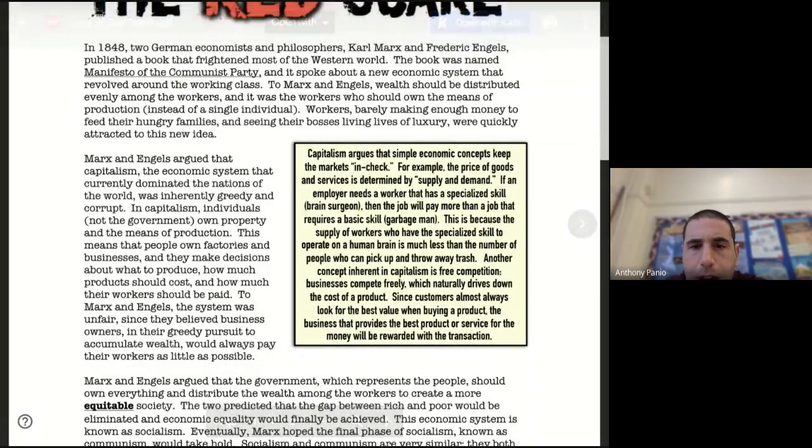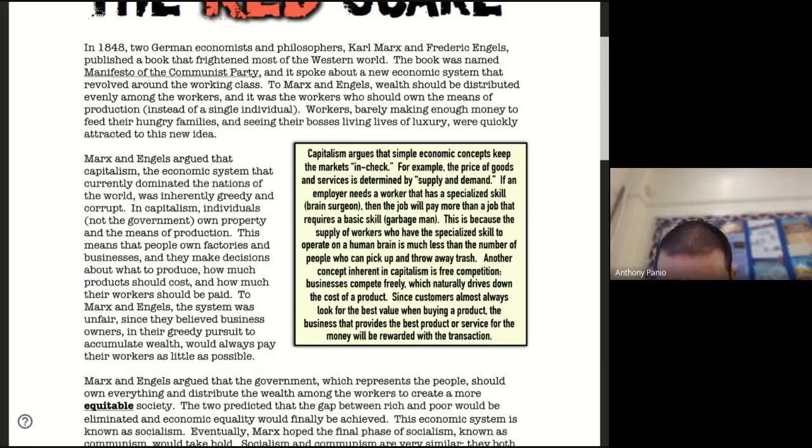Marx and Engels argued that capitalism, the economic system that currently dominated the nations of the world, like the United States has, was inherently greedy and corrupt. In capitalism, individuals, not the government, own property and the means of production. This means that people own factories and their own businesses, and they make decisions about what to produce, how much the product should cost, and how much their workers should be paid. To Marx and Engels, the system was unfair, since they believed business owners, in their greedy pursuit to accumulate wealth, would always pay their workers as little as possible.